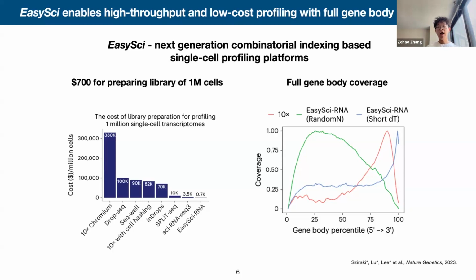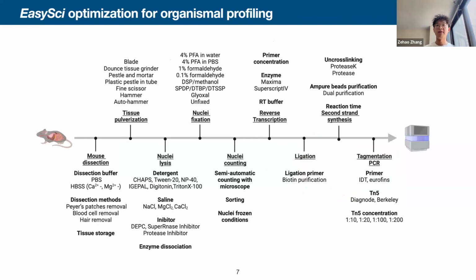However, once I joined the lab, I tried to apply EasySci to profile the different organs of the mammalian system. I still found this platform relatively suboptimal for different organs in the mice. So I started a year-long optimization of EasySci, from the very upstream mouse tissue dissection to the very end of the process, amplifying the library.